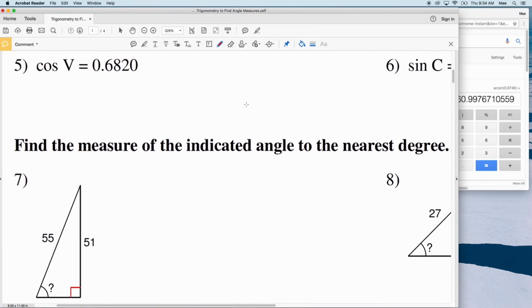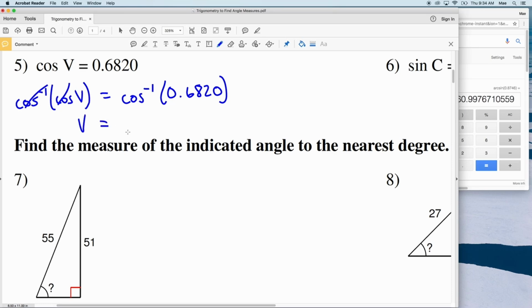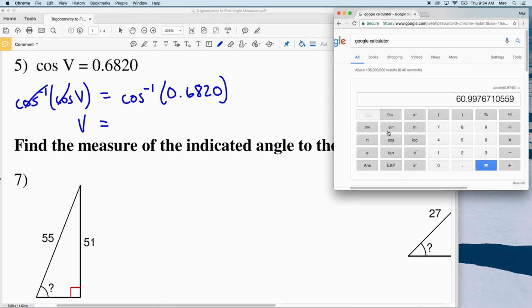Number 5, we have the cosine of v equal to 0.6820. We take the inverse cosine of the cosine of v, and the inverse cosine of 0.6820. We'll be left with v on the left-hand side of our equation, and that angle is equal to the inverse cosine of 0.6820, which is 46.99, so 47 degrees.